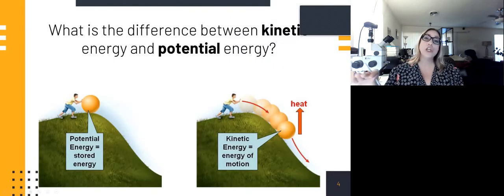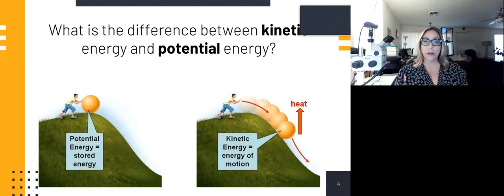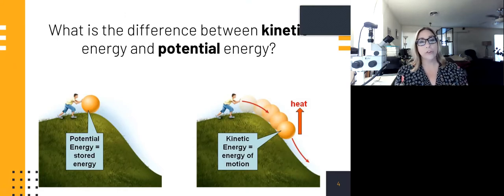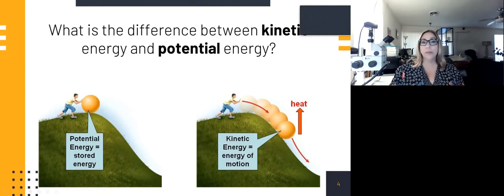So this image is showing you two types of energy, potential energy and kinetic energy. So you can see the definitions on the screen. Potential energy is what we call stored energy, and kinetic energy is the energy of motion. Now I'm going to explain what these two types of energy are, and then we will apply it to chemical reactions. So think about this picture.